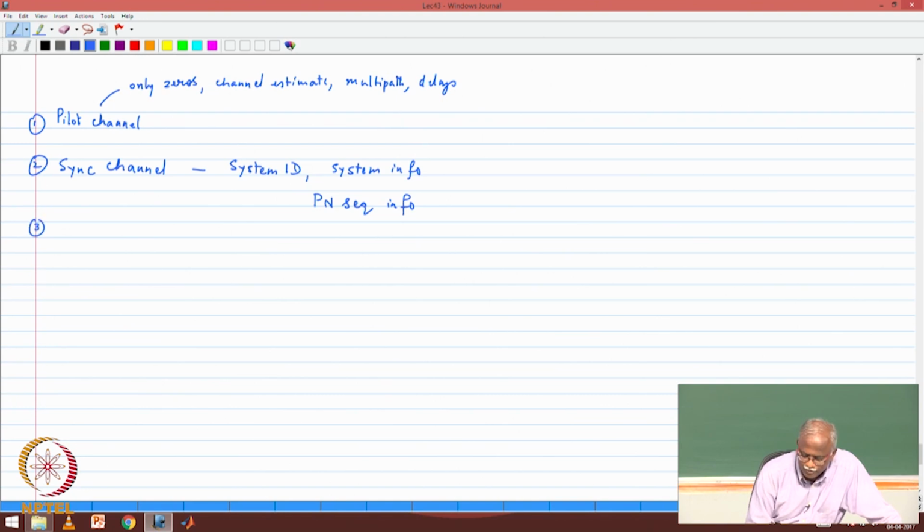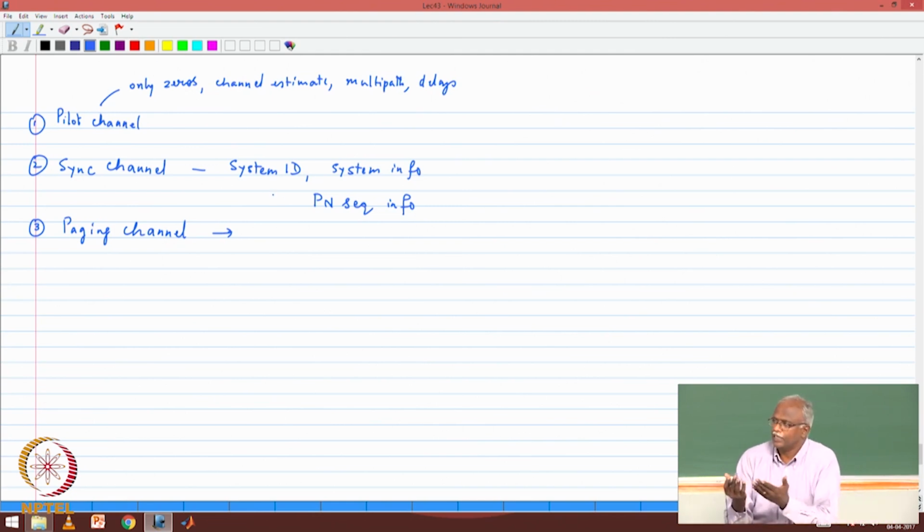The third information that has to be sent for a CDMA system, as in all cellular systems, is a paging channel. In the paging channel, this is where the registration occurs. It has the paging, it has messages to individual mobiles. So basically communication between the base station and the mobiles, but it is not user data. It is basically control information that is going back and forth. And finally, number 4 is traffic channels.